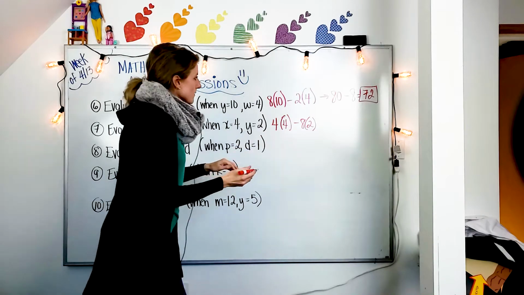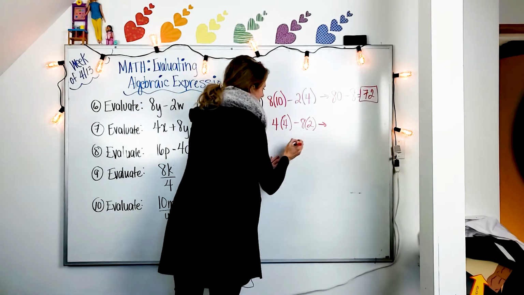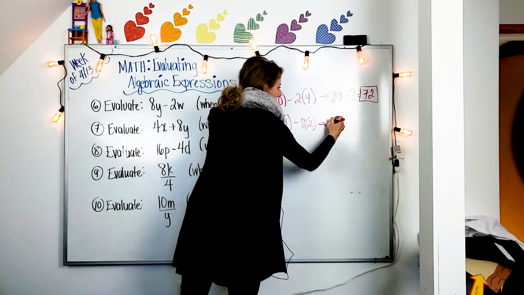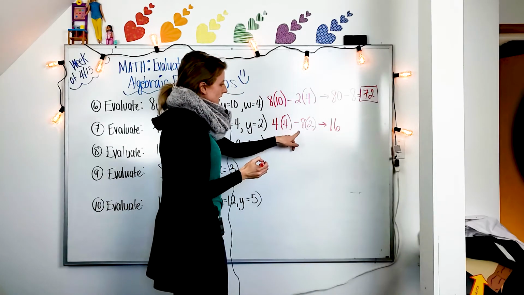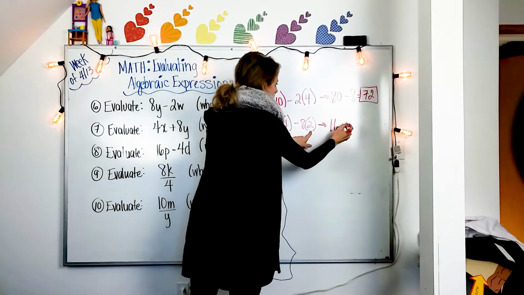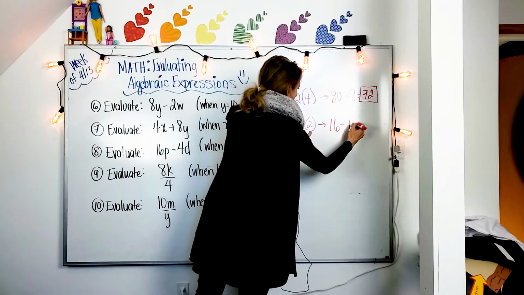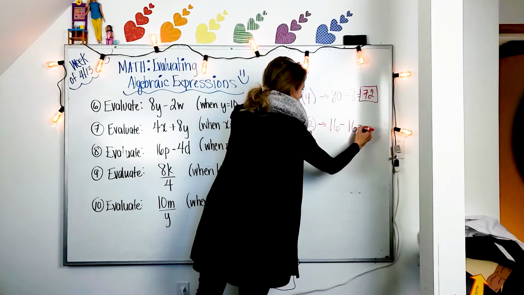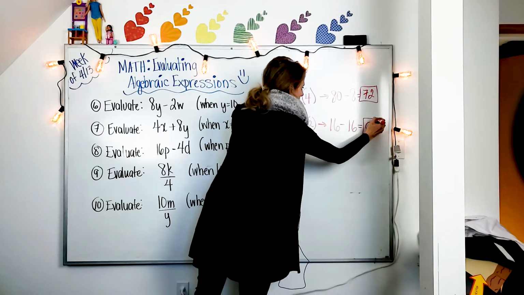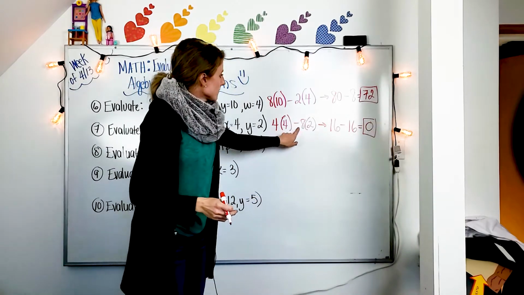If I can simplify that, so I'll just use an arrow. 4 times 4 is 16. And we're minusing 8 times 2, which is 16. For a total of 0. 16 minus 16.